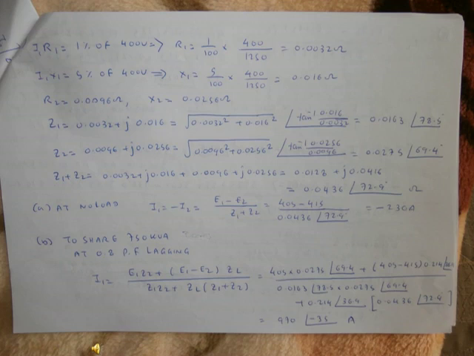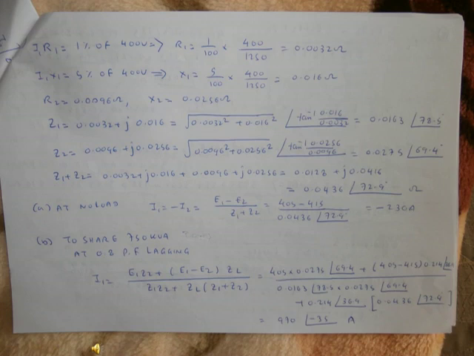The formula is I equals E1 Z2 plus (E1 minus E2) Z, divided by Z1 Z2 plus Z (Z1 plus Z2). So I equals 405 multiply 0.0275 at 69.4 plus 405 minus 415 multiply 0.214 at 36.9. That is the numerator, and the denominator is 0.0163 at 78.5 multiply 0.0275 at 69.4, plus 0.214 at 36.9 multiply 0.0436 at 72.9. So we get 970 at minus 35 degrees.